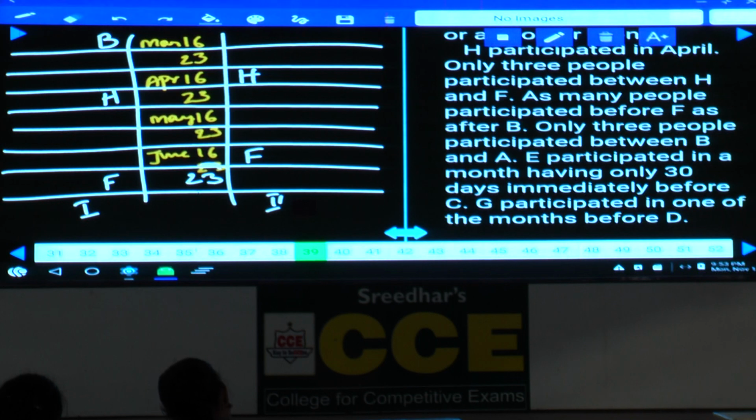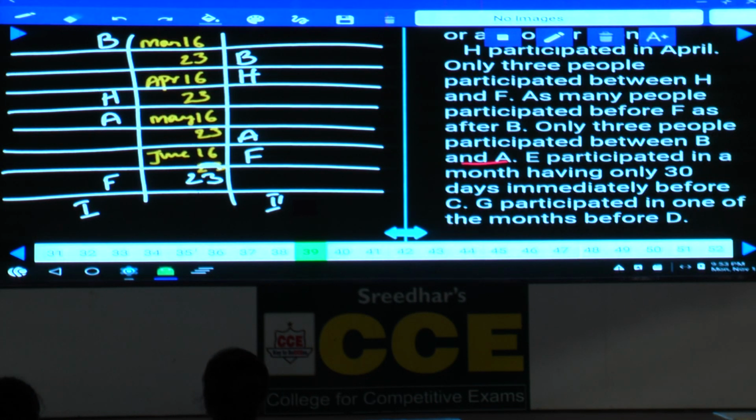Now here before F there are 6 persons, isn't it? Hence after B there must be 6 persons, so B must be on March 23rd. Then only 3 people between B and A. Now in between B and A, how many people are there? 3 people. 1, 2, 3, A will be here. Only 3 people between B and A. Here also 3 people between B and A.